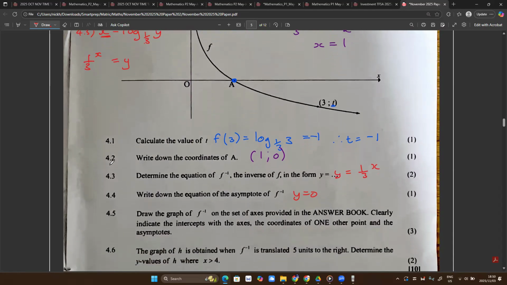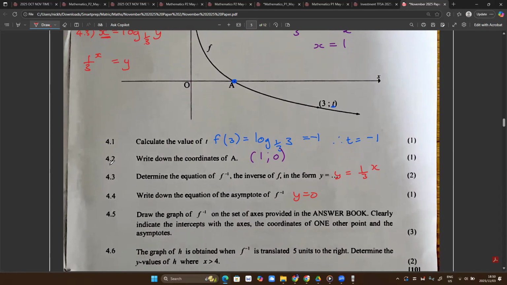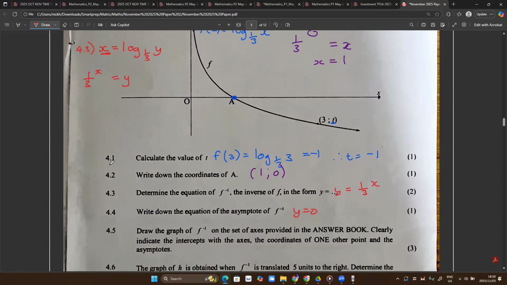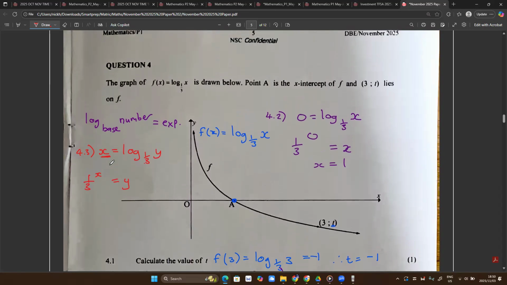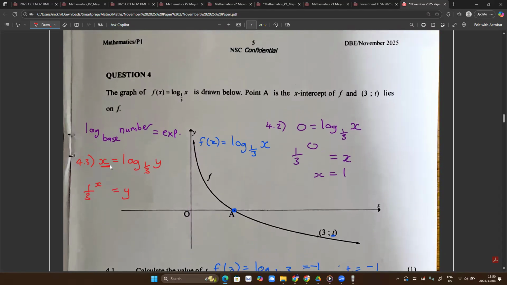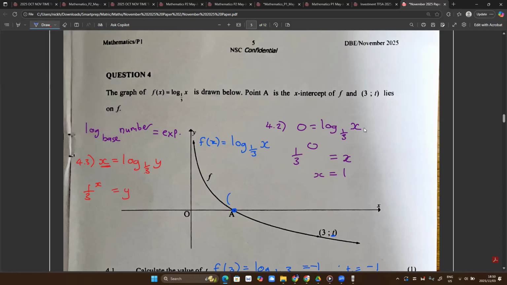Now draw the graph of f to the minus 1 on a separate set of axes, clearly indicating the intercepts with the axis, the coordinates of one other point, and the asymptotes. All right, so I'm going to draw it here. We've already figured out what A is. A is 1, 0. Which means we know we're going to have an intercept for the inverse of that graph at 0, 1.